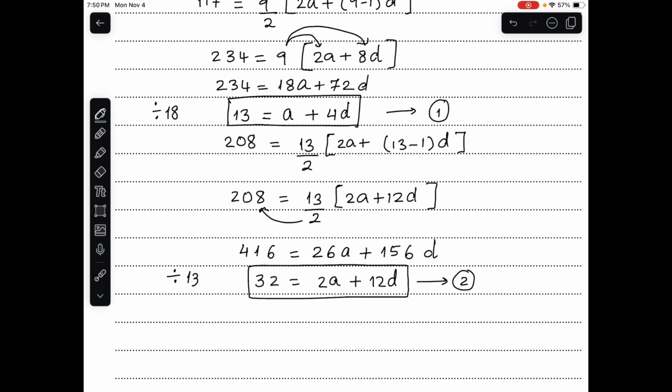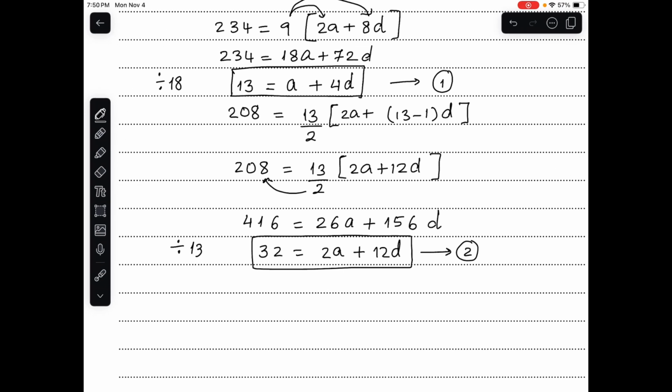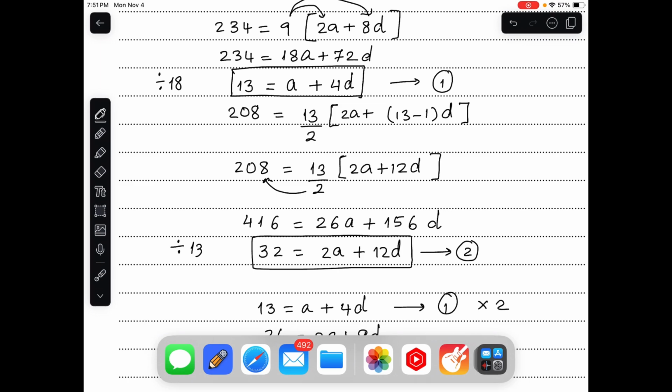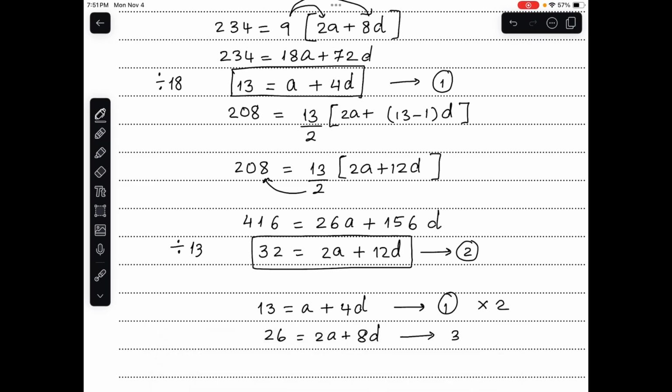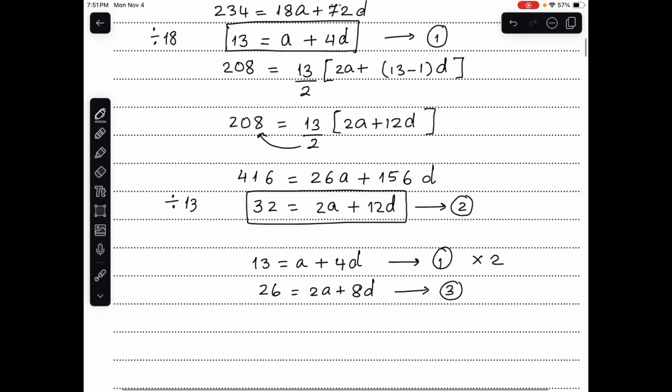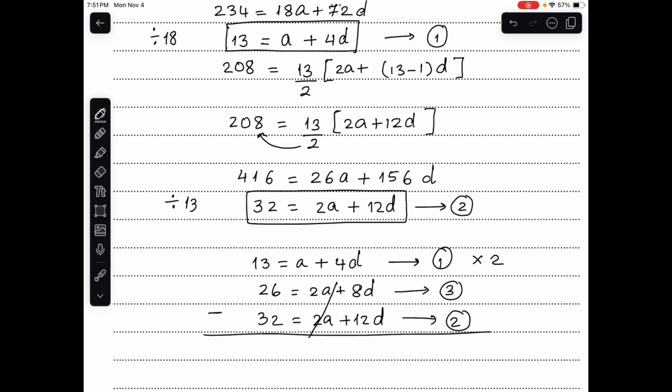Now, we need to work out these values of a and d. So, we are having 13 is equal to a plus 4d. If I multiply this equation by 2, I'm going to get 26 equal to 2a plus 8d. Let us call it equation 3. And we have 32 is equal to 2a plus 12d. That's your equation 2. If you subtract them, the 2a is going to get cancelled.